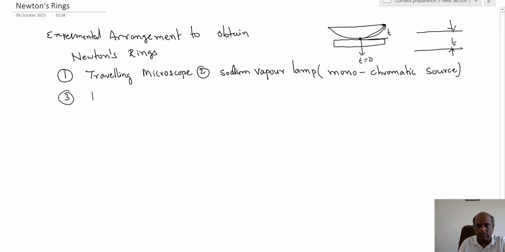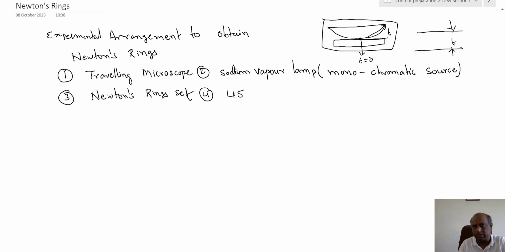Third one, Newton's rings set. These two things, plano convex lens and plane glass plate, put together, we will call it Newton's rings set. And the most important thing is a 45 degrees angular glass plate, and the last one is black color paper or cloth. So these are the apparatus required to perform the Newton's rings experiment.